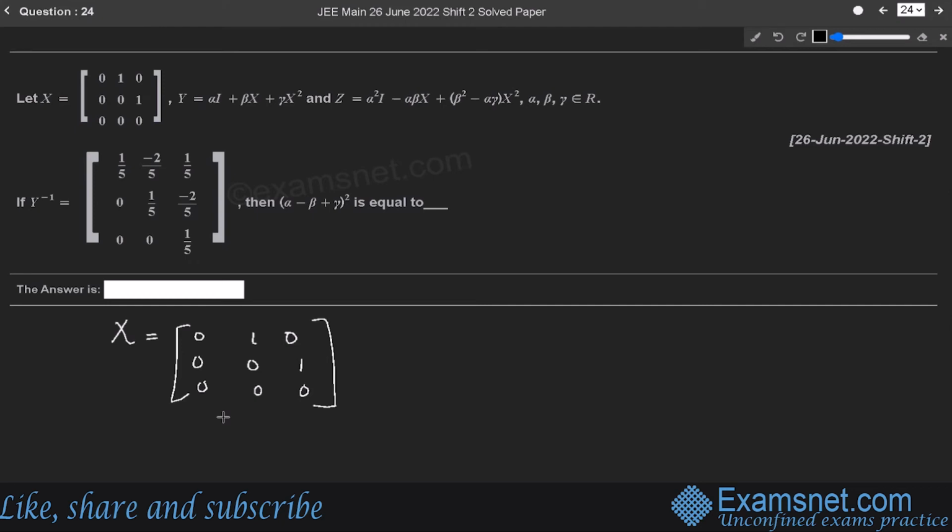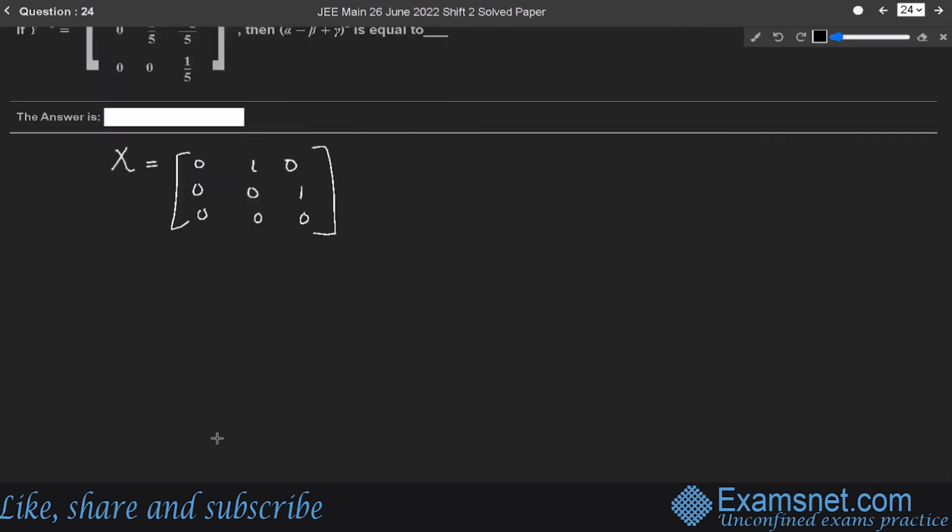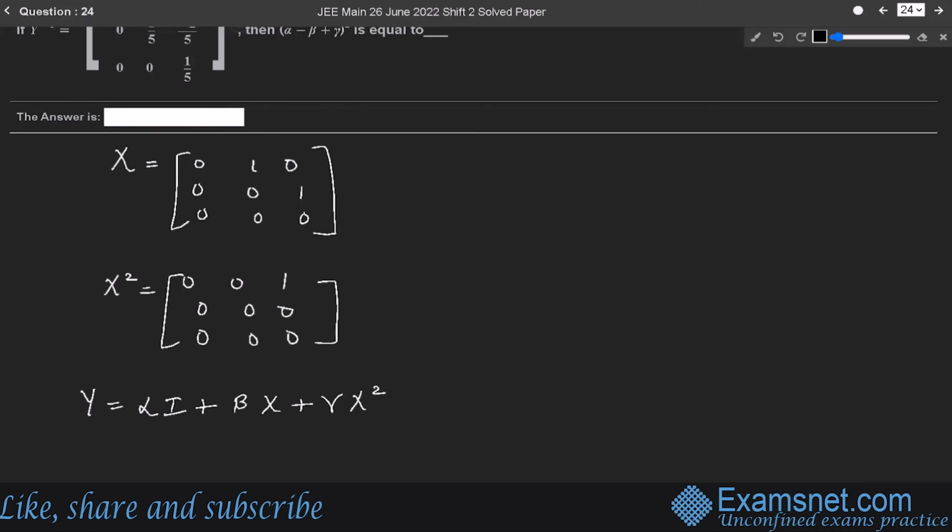A matrix X is given here. So, first let us calculate X square. X square will be equal to [0, 0, 1; 0, 0, 0; 0, 0, 0]. It is given that Y is equal to alpha into I plus beta into X plus gamma into X square. So, it will be [alpha, beta, gamma; 0, alpha, beta; 0, 0, alpha].